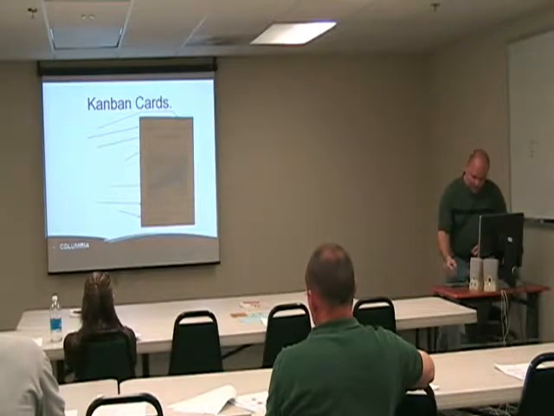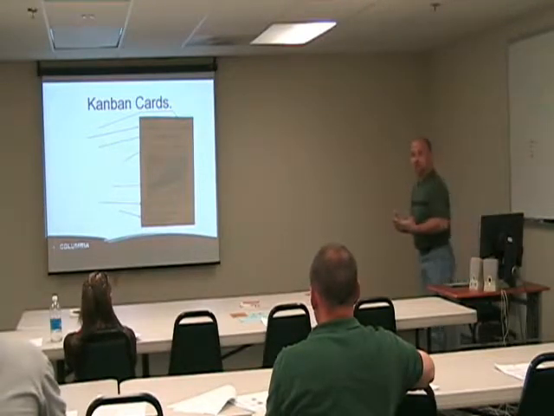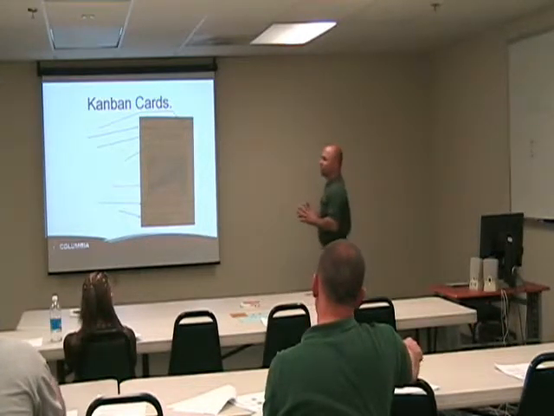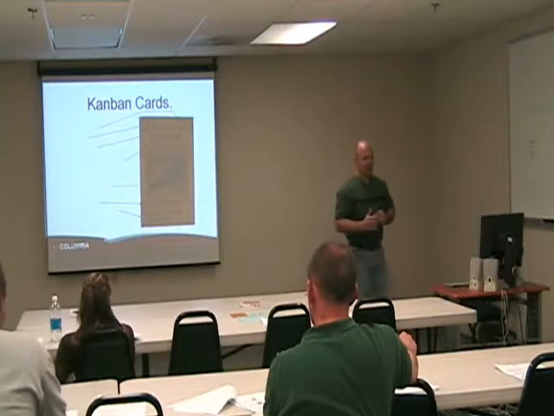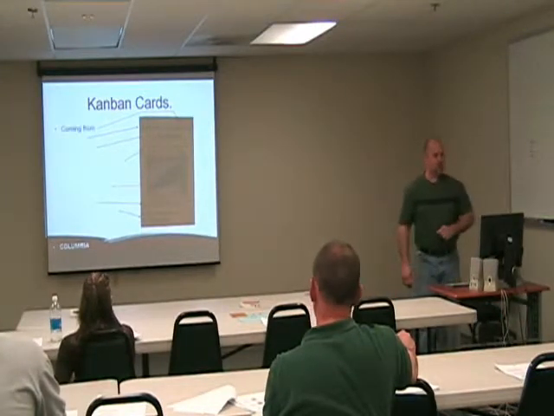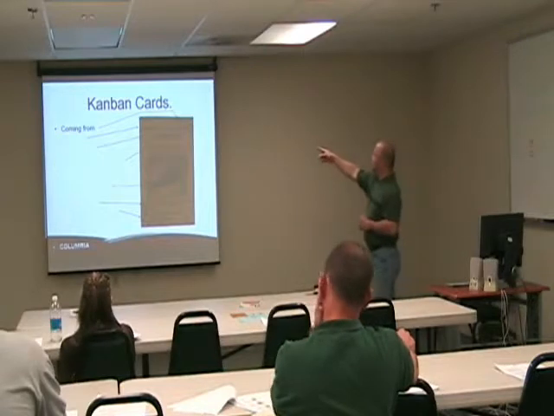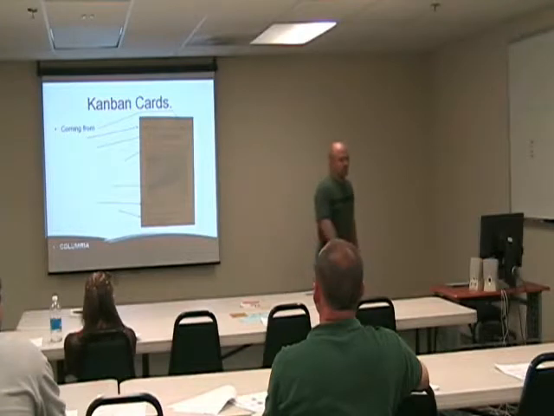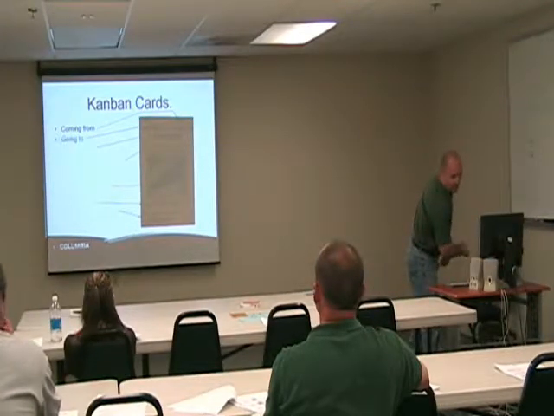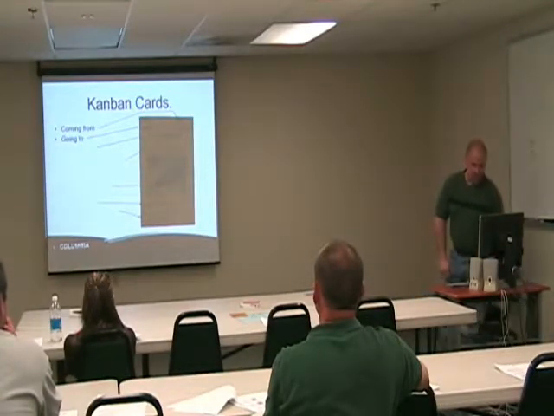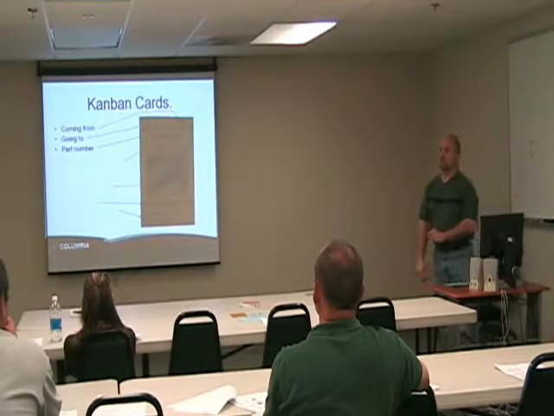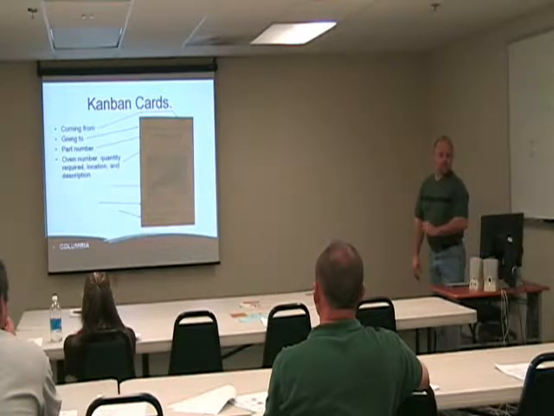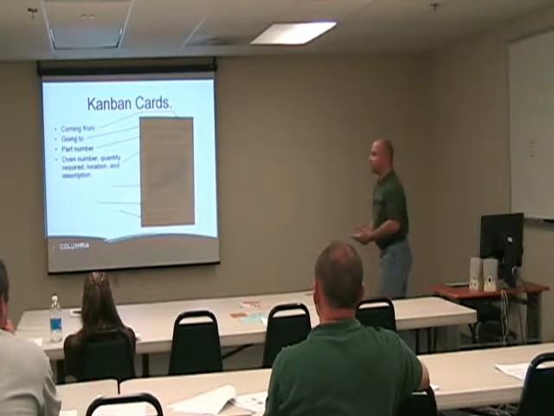Kanban cards. There is a basic layout that you're going to find on the card. Although the cards may look a little bit different between departments, you're going to find similar information on them. This card shows that our supplier, where it's coming from, is fuselage trim. Now it's going to go to the customer, where it's going to, which is fuselage bond. Next, we'll have our part number, it tells us what part this card is regulating. And then we'll have our oven run number, our quantity required, location, and description.